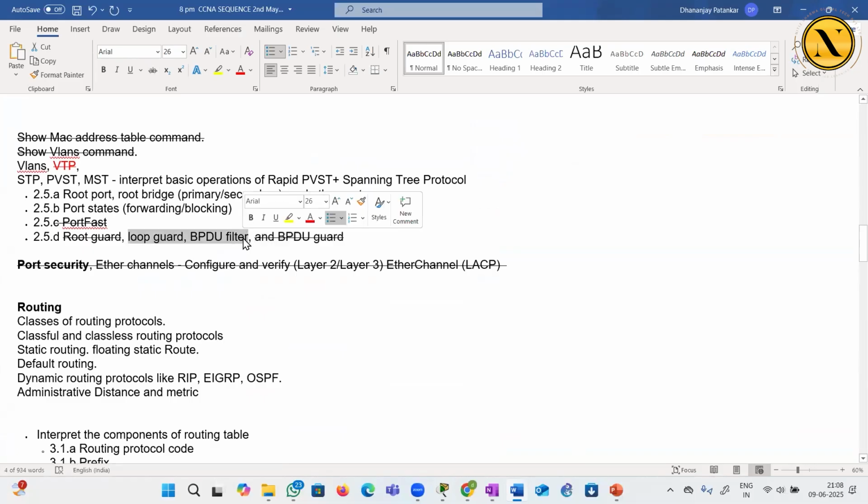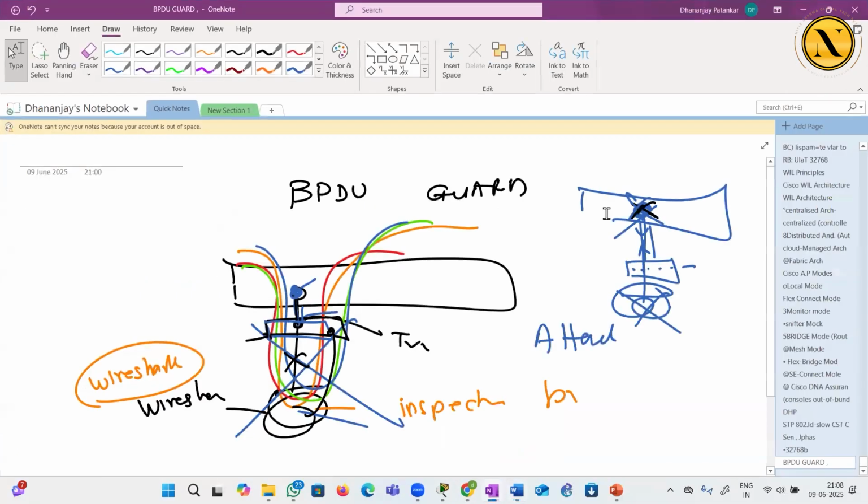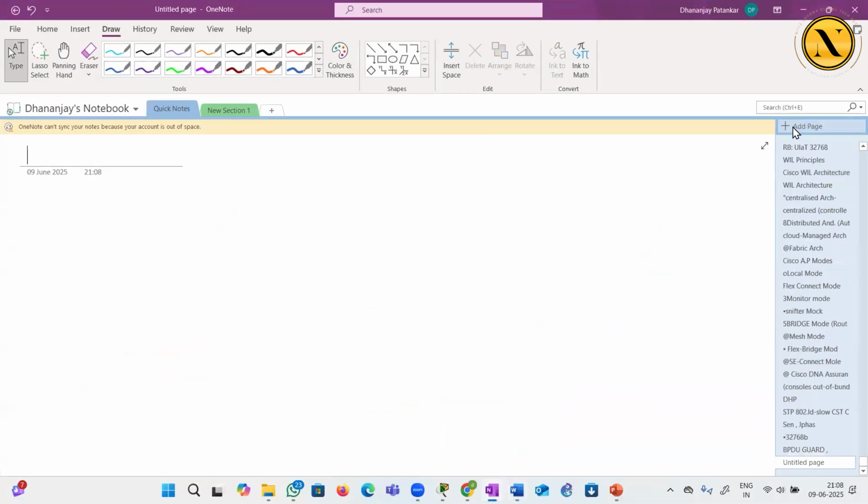Now what is left? Loop guard and BPDU filter. So actually Cisco discourages this, right? We don't want to use this. If you're using PVST or Rapid-PVST, we don't want to use Loop guard and BPDU filter. Now let me tell you what they are. They were never in the course for decades.